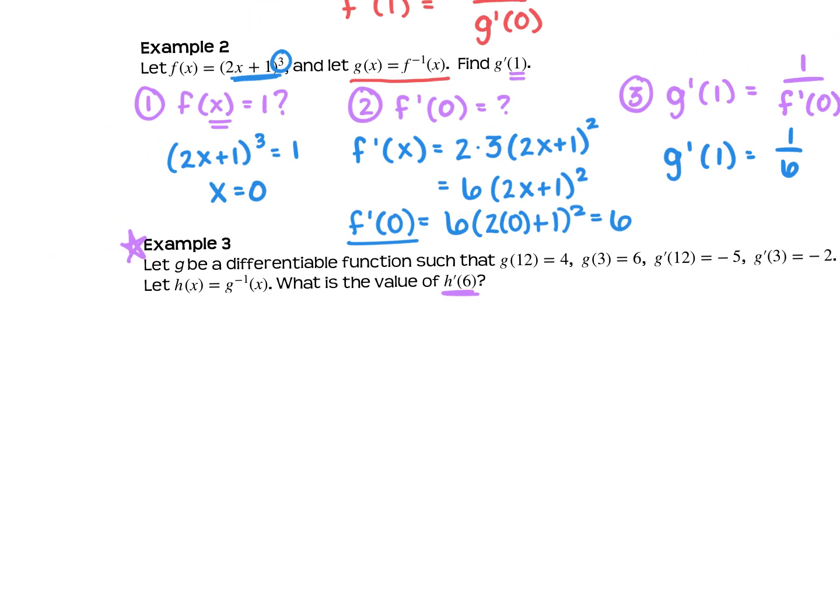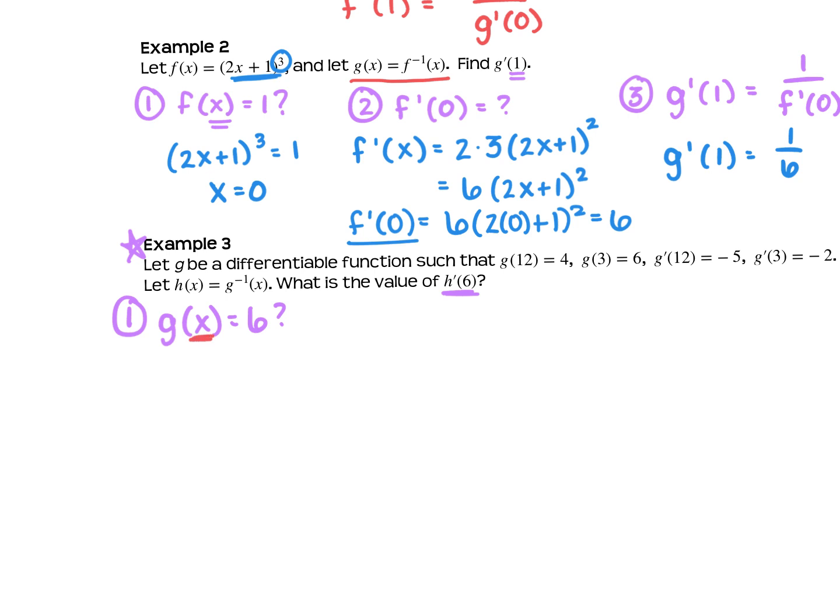So here's how we're going to start this, because we do know one important thing about h, and that's that h and g are inverses of each other. So I can use all of the stuff that I know about inverse functions. Remember that if 6 is an x value in the h function, then it's a y value in the g function. So that's what I have to figure out first: what is the x value that should be matched up with the 6?